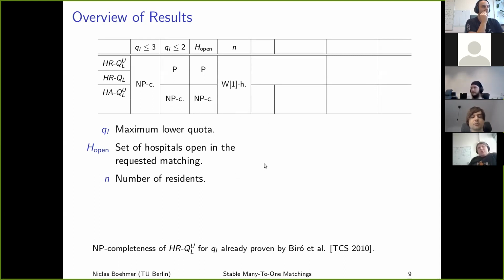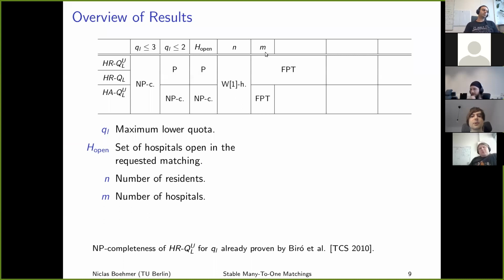Now we come to quite obvious parameters of our problem. The first one is the number of residents, N, and we proved that the problem of deciding the existence of a stable matching is, for all three models, W[1]-hard, which we did not really expect, because we felt that with a bounded number of residents we cannot express that much anymore. That's why I will always, in the following, give you a brief overview of this reduction, because at first glance you would maybe suspect that it is fixed-parameter tractable and not W[1]-hard.